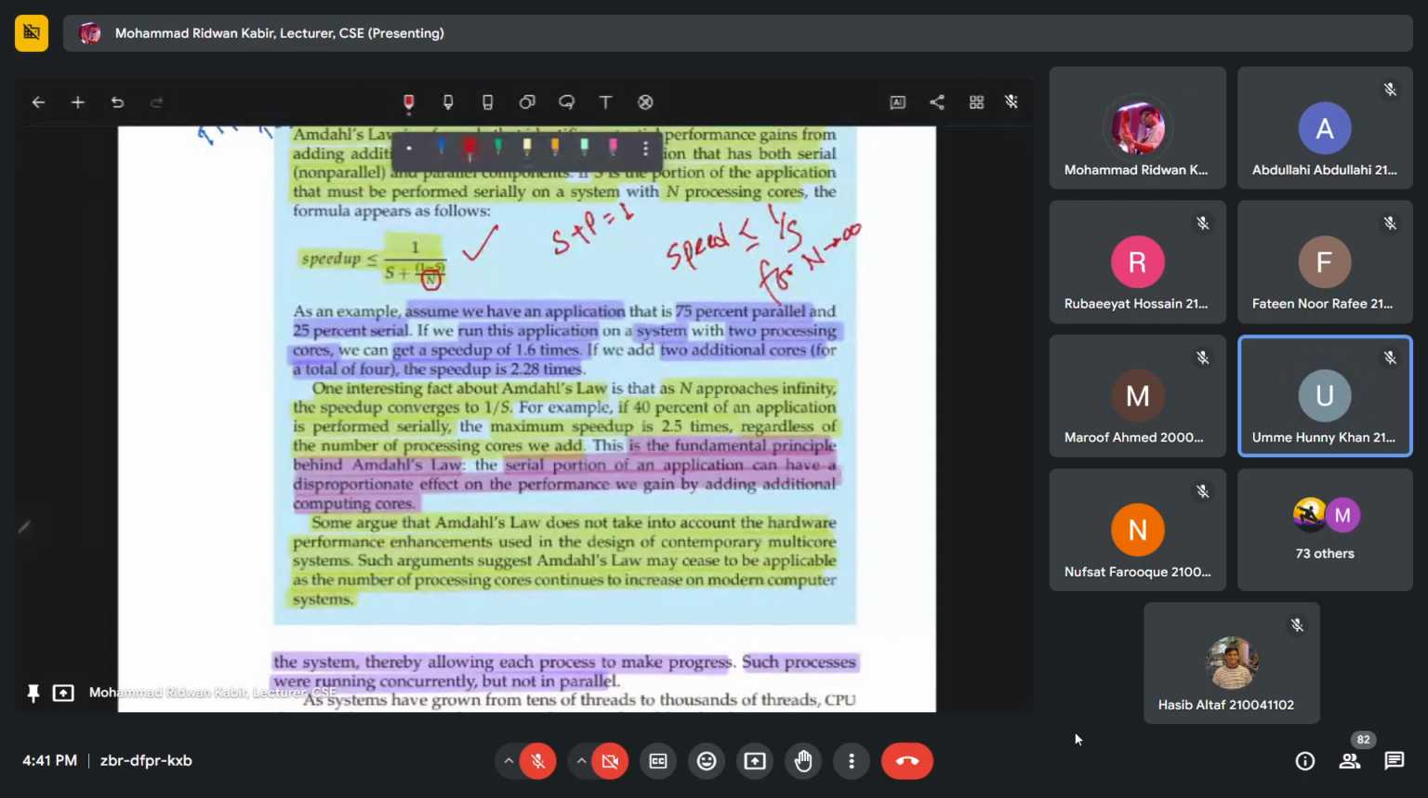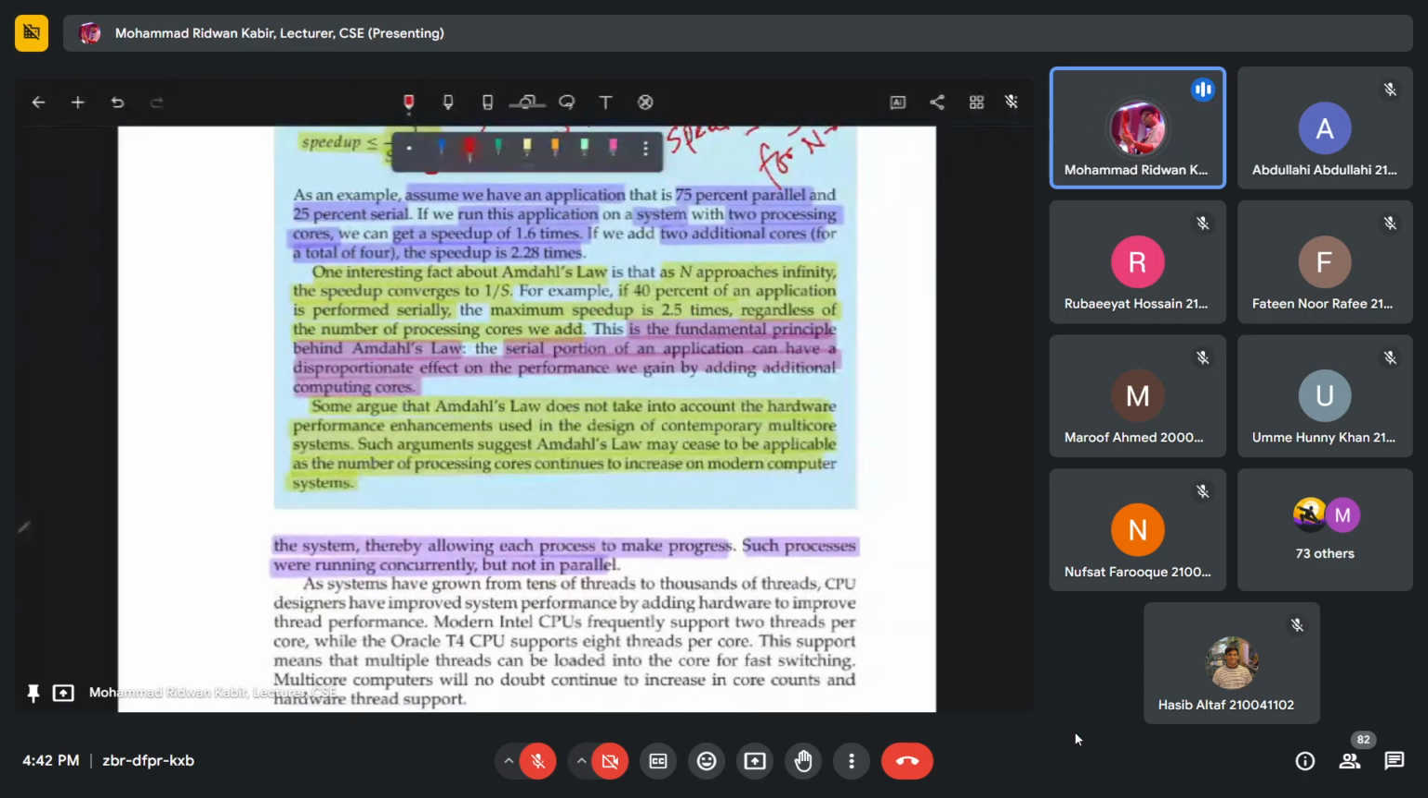Yes, sir. Okay, and that is why this example basically illustrates that the serial portion of any application can have a disproportionate effect on the performance that we gain by adding additional computation cores, right? And although it does not take into account the hardware performances, it gives you a basic idea of how parallel and serial execution of different tasks can speed up the process, or reach a maxima.